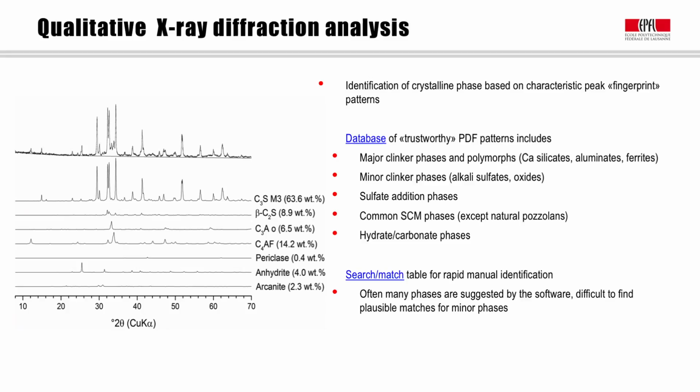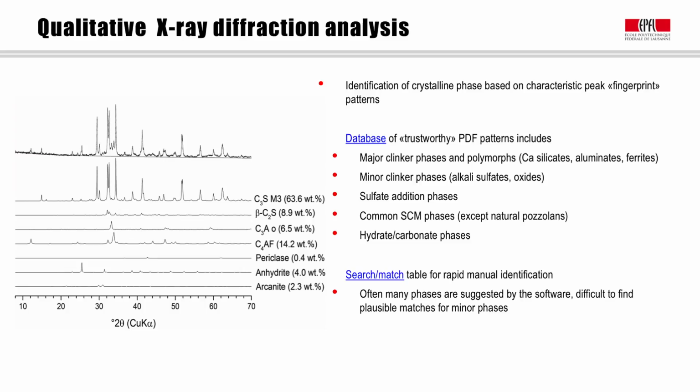Alternatively, there's also the classical way of doing search matching by rapid manual identification by comparison, for instance, between a list of XRD peaks of certain phases and peaks in your pattern. We have also supplied such a search match table as a supplemental material to this course, and you can use it to find difficult phases such as minor phases which have very low peaks, for instance.